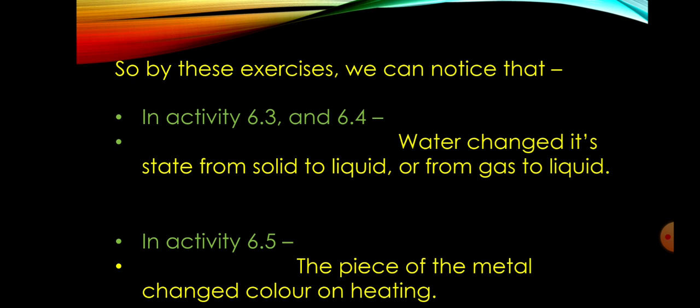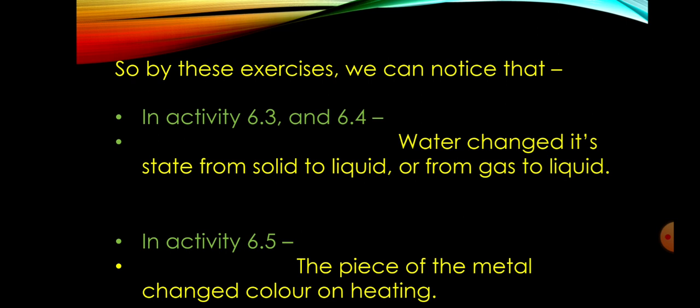Now we can conclude some points. Properties such as shape, size, color, and state of a substance are called physical properties, which I have told you earlier. I will just revise these points. A change in which a substance undergoes a change in its physical properties is called physical change. A physical change is generally reversible. In physical change, no new substance is formed.